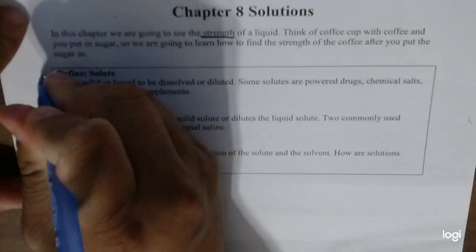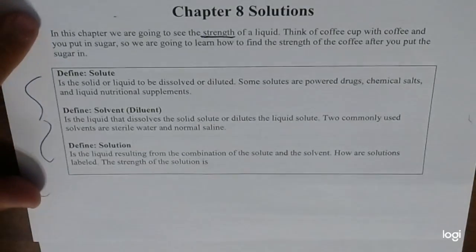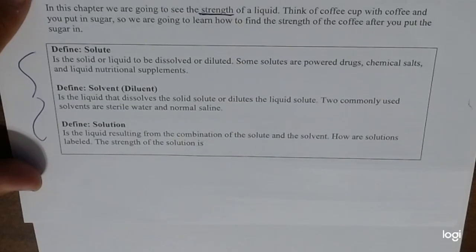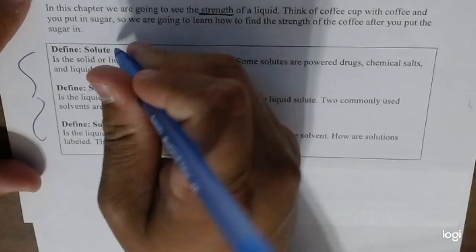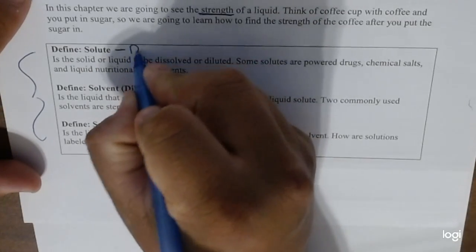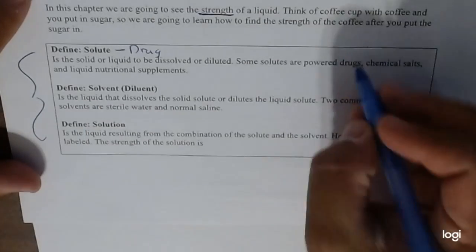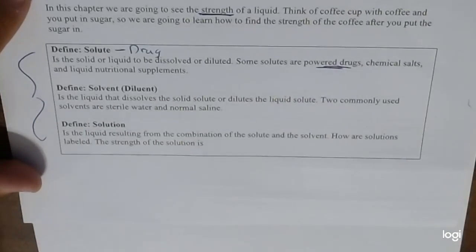So in this chapter, there are three very special definitions we're talking about. The first one is called a solute. The solute is a solid or liquid to be dissolved or diluted. So basically, you can think of this as the drug itself. Some solutes are powder drugs, chemical salts, liquids. In our case, it's going to be powder and liquid for the drugs.